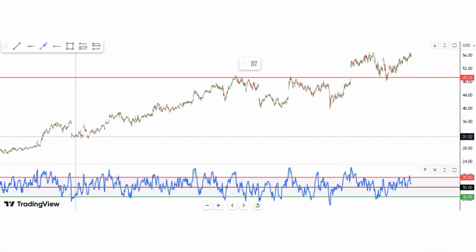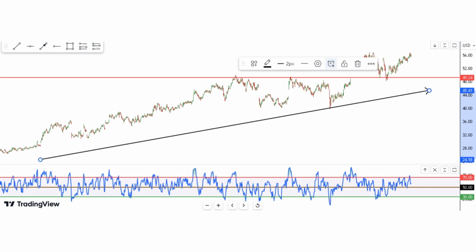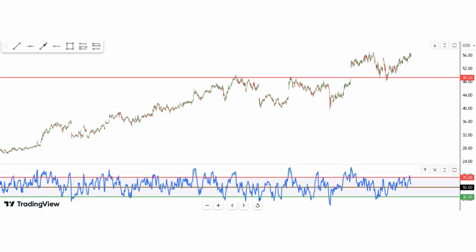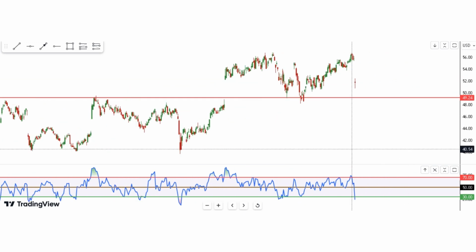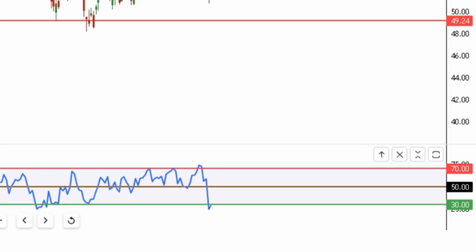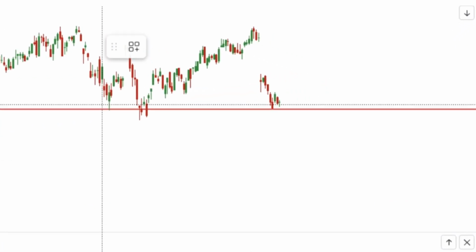Let's check out the second example. In this scenario, we observe another uptrend. Subsequently, the price decreases, and simultaneously, the RSI falls below 30, as opposed to the 50 level in the previous example. This coincides with a confluence at the support area.